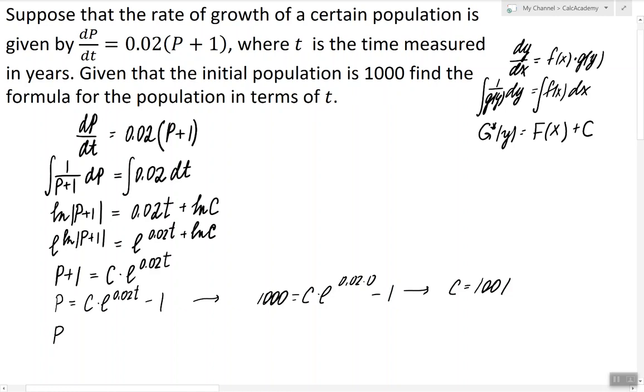So the final answer is that the population function is equal to 1001 times e to the power of 0.02t, minus 1. So this is the solution of the given initial value problem.